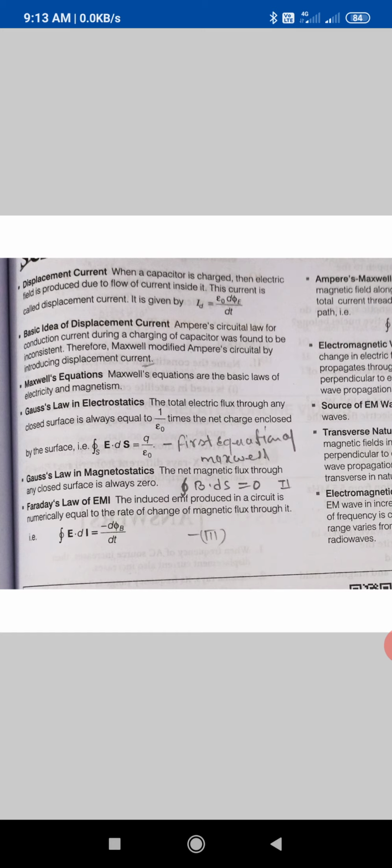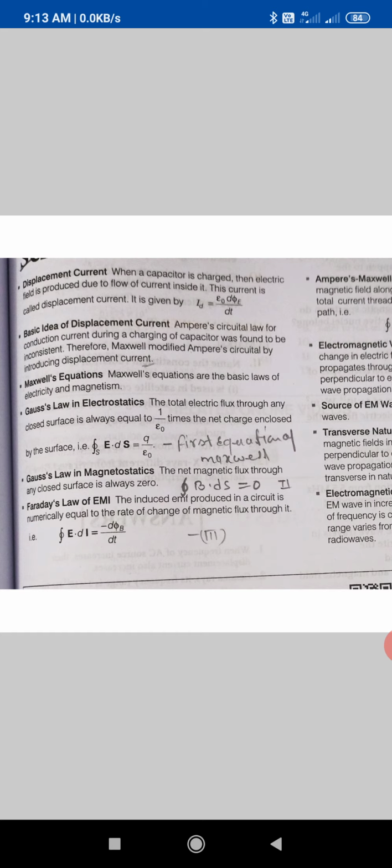Second, Gauss's law in magnetostatics. The net magnetic flux through any closed surface is always 0. It means the integration of B dot ds equals 0, where B is magnetic field and ds is the surface area of the system.